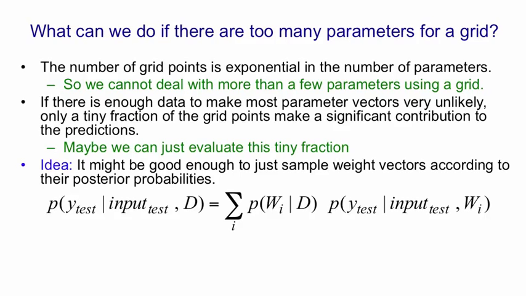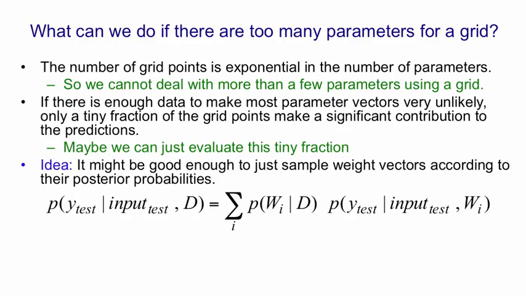So if you look at this equation, the probability that we assign to a test output, given the input for the test case and the training data, is the sum over all points in weight space of the posterior probability of that point in weight space given the training data, times the probability distribution for the test values that we predict given that point in weight space Wi and given the test input.